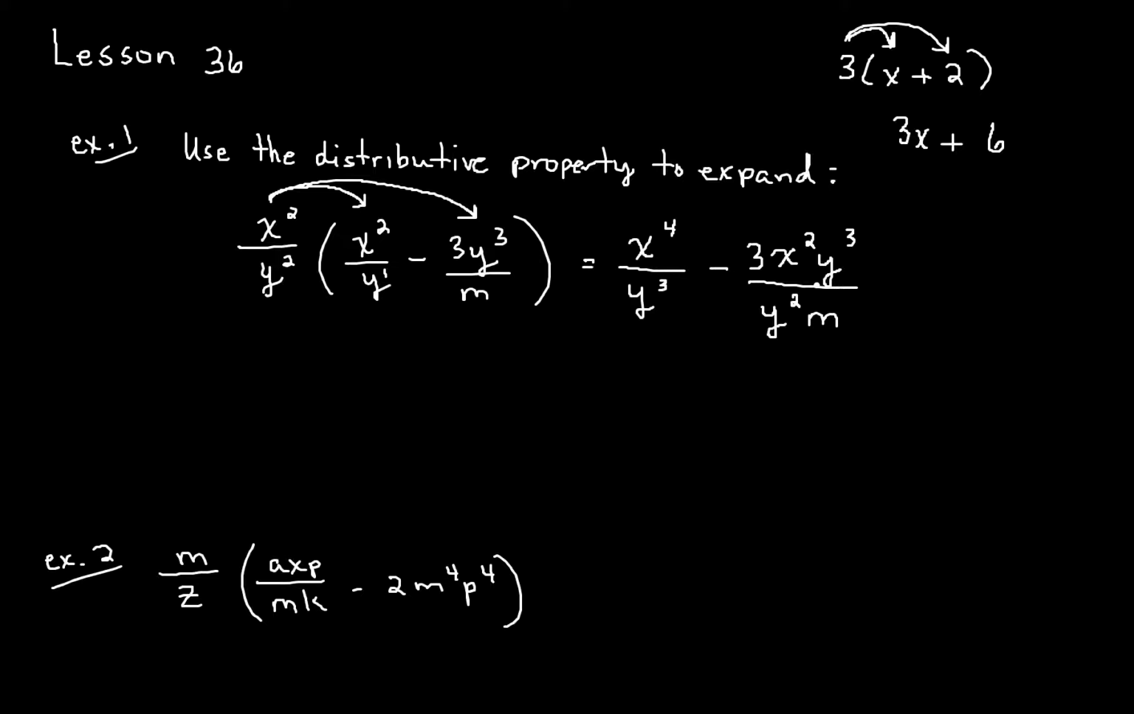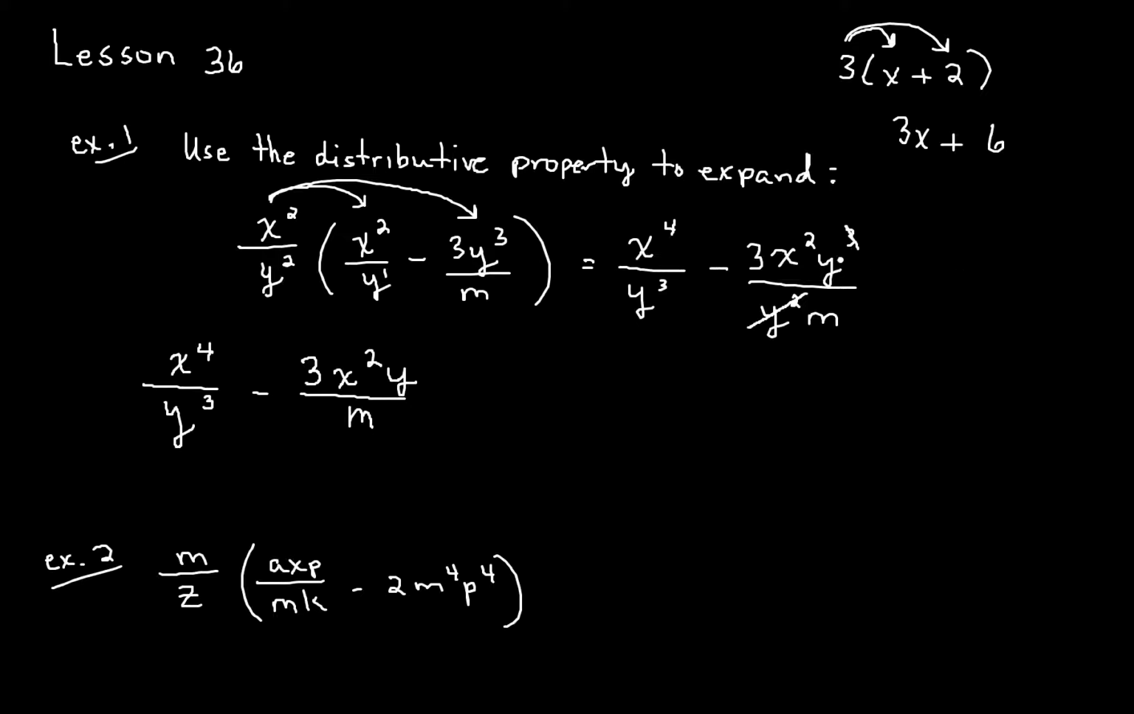One final step that I didn't count on here. If you look at the second term, it can be simplified. There's 3 y's in the numerator and 2 y's in the denominator. So the first term can't be simplified any further. It's just x to the 4th over y to the 3rd. The second term, however, can be simplified. We have 3x squared. We have 2 y's in the denominator and 3 in the numerator. So we subtract the exponents and we just have 1y in the numerator, and then we have our m.